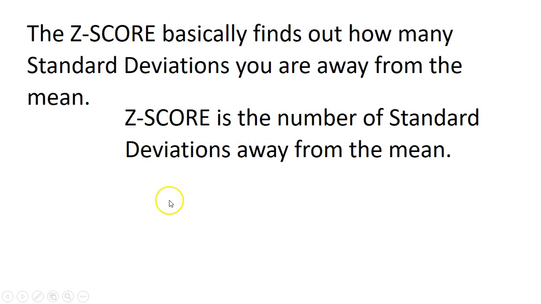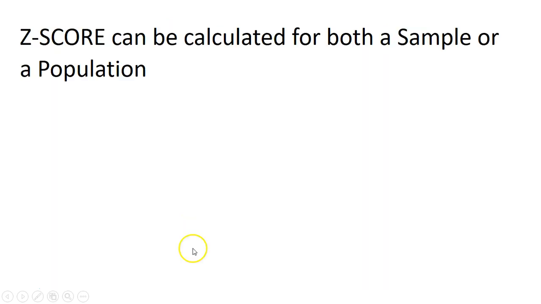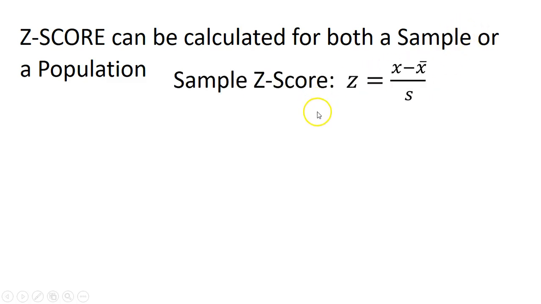And again, if I'm moving too fast through all of this, pause these videos, write down the notes, and move forward. Z-score is the number of standard deviations a data point is away from the mean. I said it three different but similar ways on here to reiterate this same fact over and over again. The z-score can be calculated for both a sample and a population, so it does not matter whether you are looking at an entire population or just a small sample.